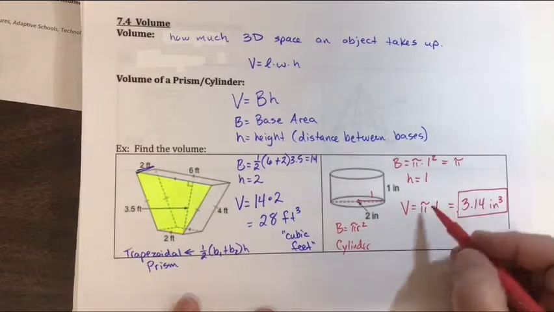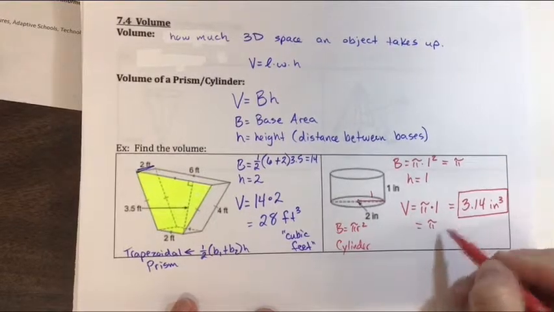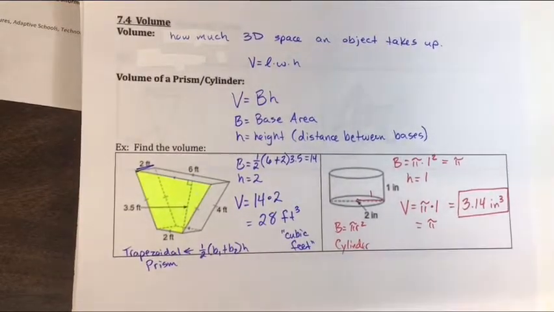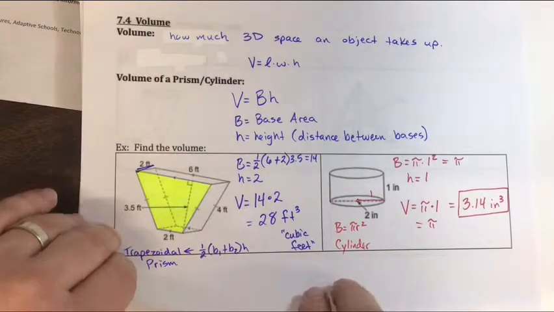Okay, that's a simple calculation. I don't need a calculator for that. 1 times pi is pi, and that's about 3.14, or if you rounded to 3.1, that would also be okay. Okay, so that's finding volume of cylinders.